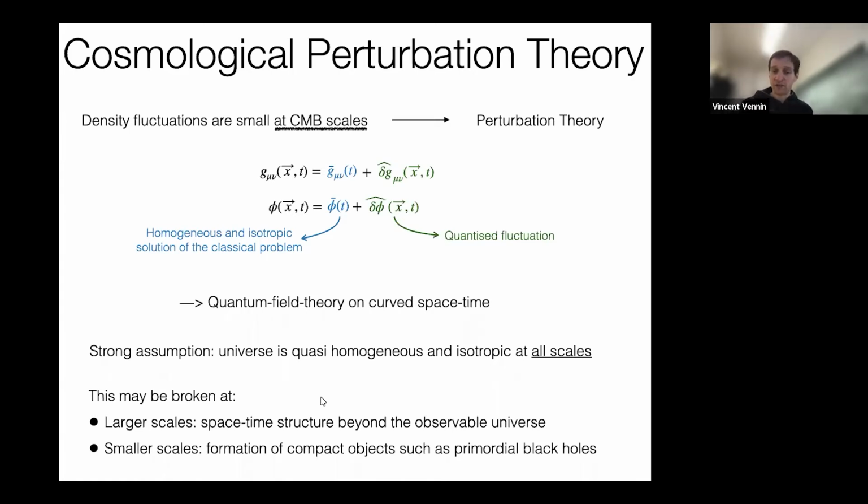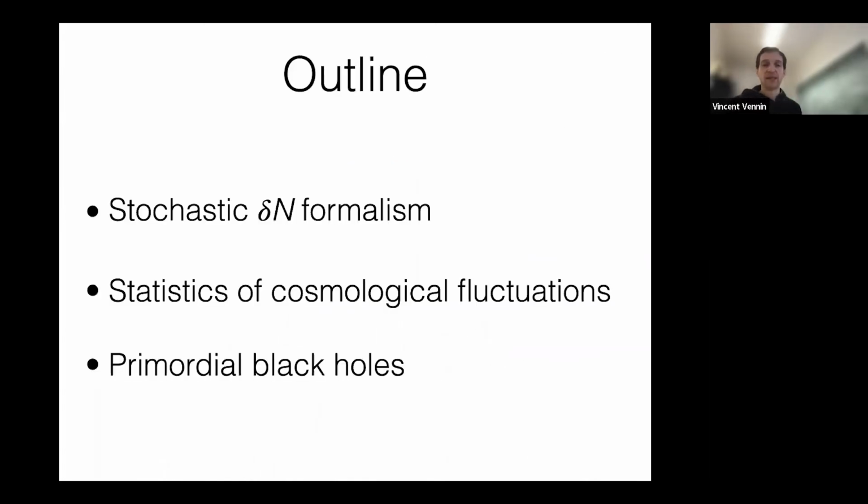If it's broken at smaller scales, then it could give rise to the formation of extreme objects, such as primordial black holes, and this is what I'm interested in here. Okay, so what I would like to be able to do is describe a regime where those fluctuations become large, sufficiently large to produce primordial black holes, and such that I can't just use this cosmological perturbation theory. So the outline of the rest of my talk is the following. I will explain how I can go beyond perturbation theory using an approach which is called the stochastic delta N formalism. And then I will explain how within this formalism one can compute the statistics of cosmological fluctuations.